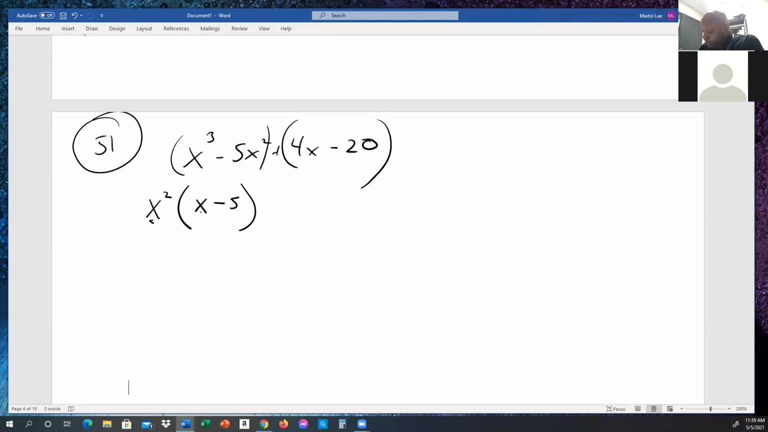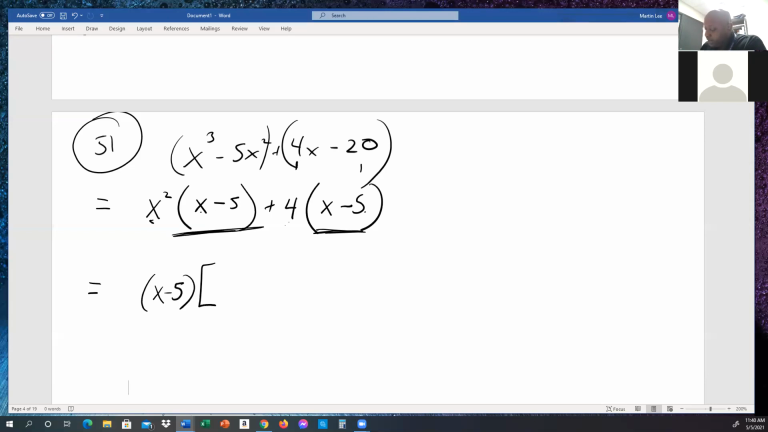Close parenthesis, plus. Now let's factor out what we have in common here for 4x minus 20. Looking at 4, looking at 20, their greatest common factor is 4. And then 4 times what gives me 4x, just x. And minus 4 times what gives me negative 20, negative 5. But now here we have a common factor of x minus 5 and x minus 5. So let's factor that out. So let's pull out an x minus 5.